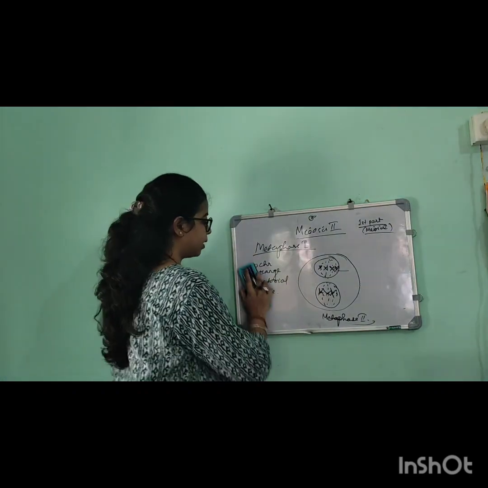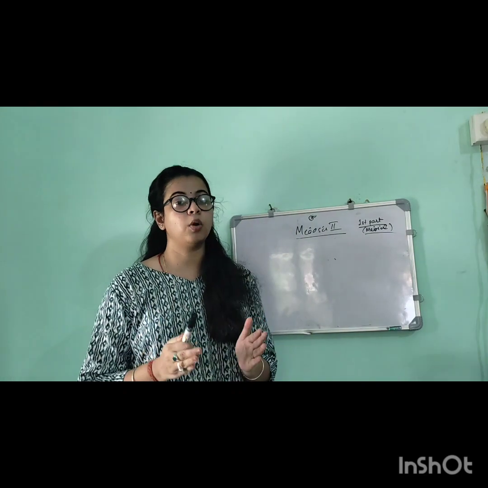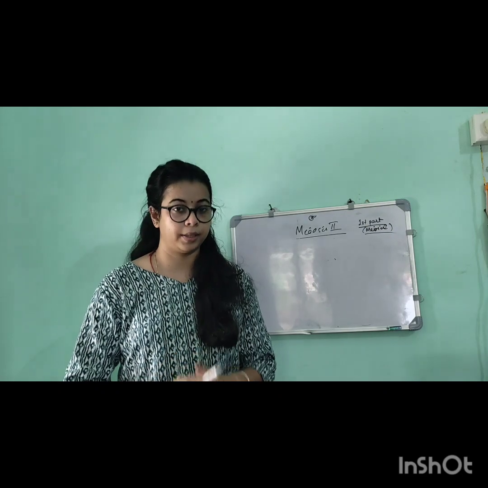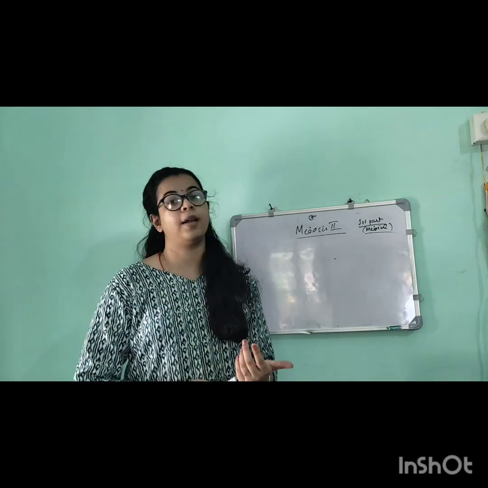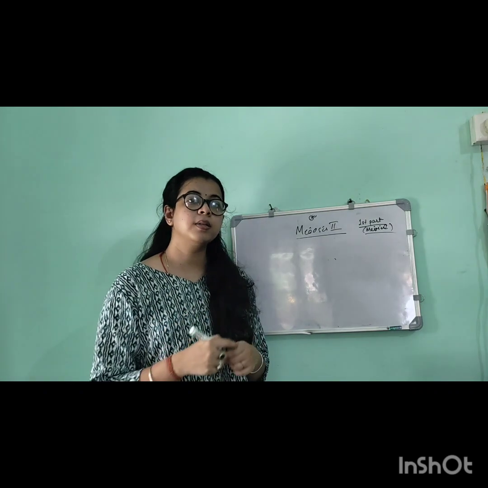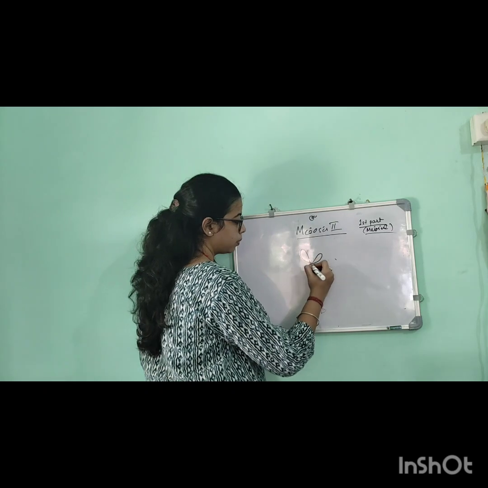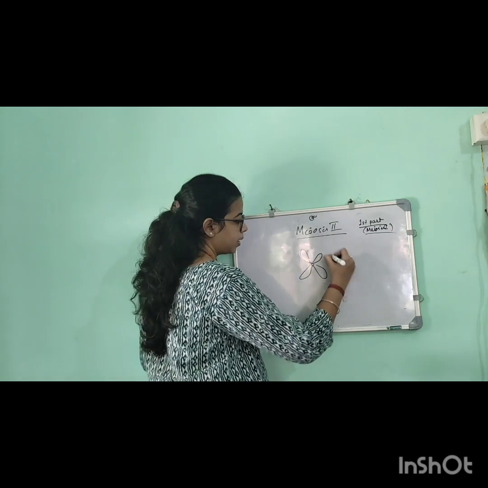Let's understand: homologous chromosomes were getting separated, but the sister chromatids have not yet separated. So during anaphase 2, the sister chromatids will separate. If you don't understand what a sister chromatid is, I have told you many times. Suppose this is a chromosome, this is another chromosome.